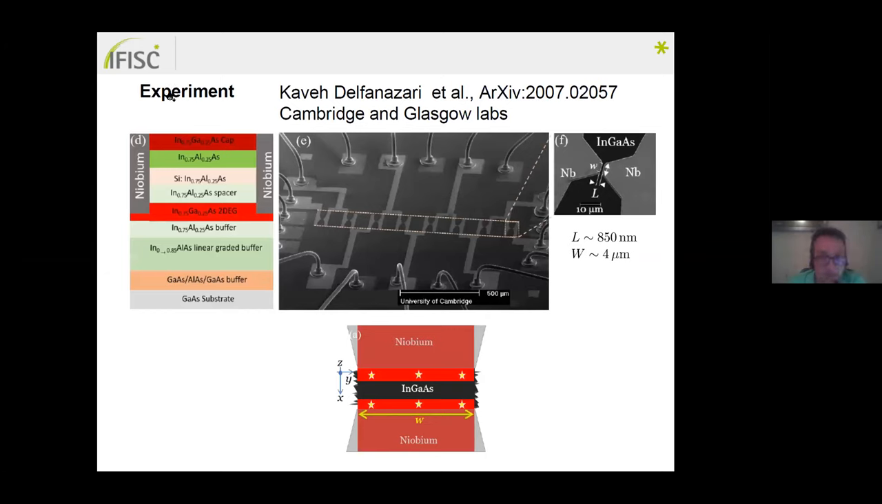I turn now, in the last part, to comment on the experimental results obtained in the Cambridge and Glasgow labs, which are available in this arXiv preprint. The central part is a picture of the array of devices that have been fabricated by depositing niobium microelectrodes on top of a two-dimensional electron gas. On the left panel, we see a transverse cut of the layers of the material. The red indicates the position of the indium gallium arsenide two-dimensional electron gas, and the gray indicates the position of the niobium microelectrodes deposited on top.